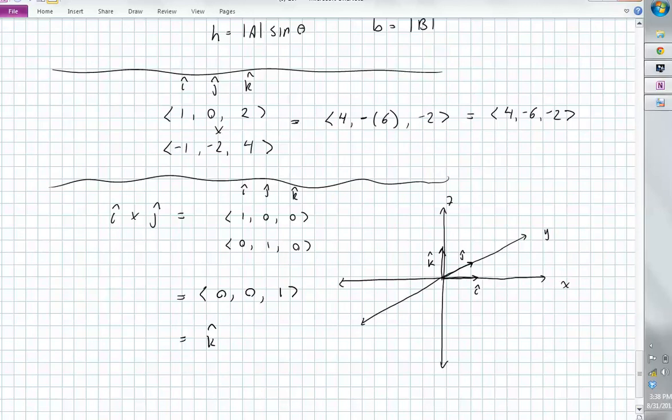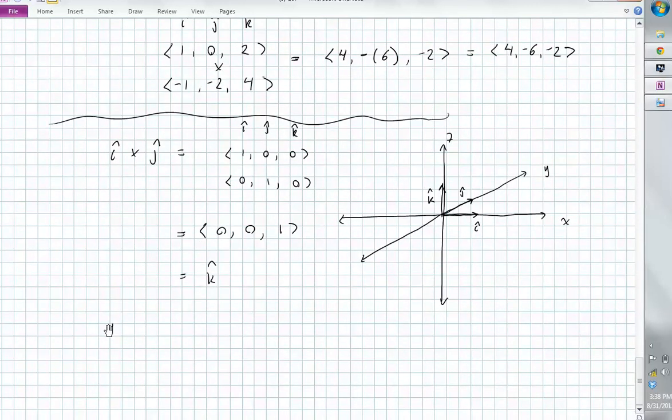Okay, let's switch it up. Let's try J cross I. Now I put my fingers along the direction of J, and remember my palm has to face I, so that forces me to turn my right hand over. What's J cross I? Minus K.